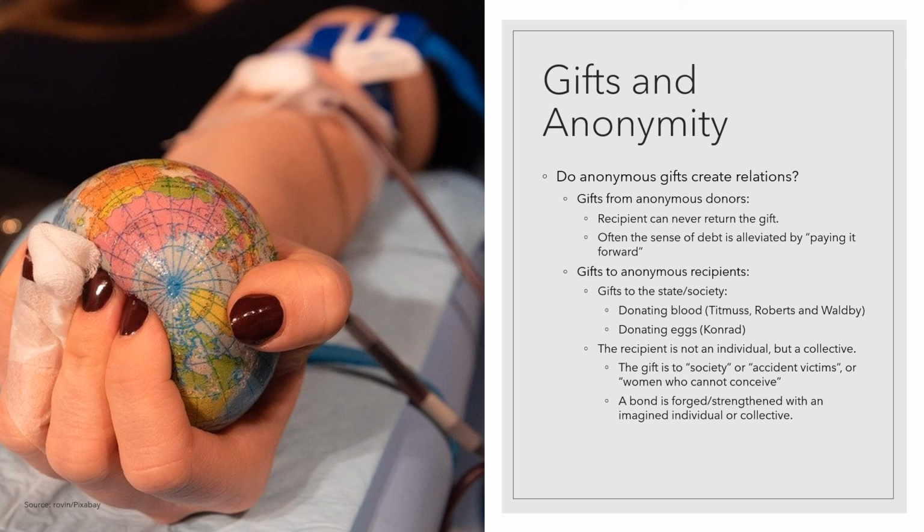Gifts to anonymous recipients, on the other hand, things like donating tissues like blood or eggs, are oftentimes framed in terms of a gift to the state or to society as a whole or to a segment of society. The imagined recipient of the gift is not an individual, but a collective of individuals. So the gift isn't given to Barbara. It's given to, say, accident victims or women who can't conceive their own children. And in that, oftentimes the person giving describes a kind of bond being formed or strengthened with that imagined collective. So it's possible to create relations not just between individuals, but between society and the individual through this as well.